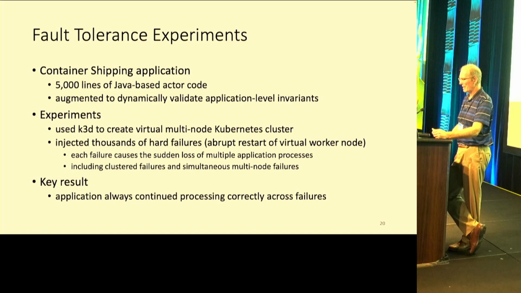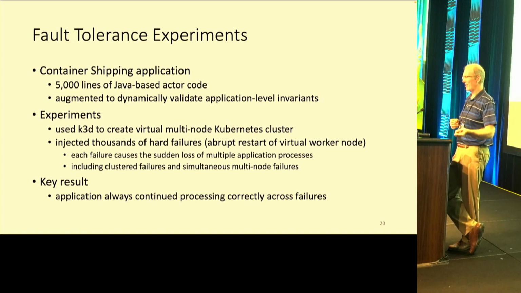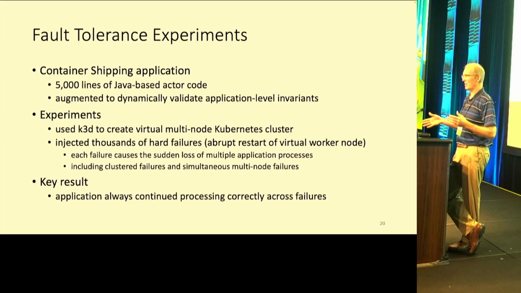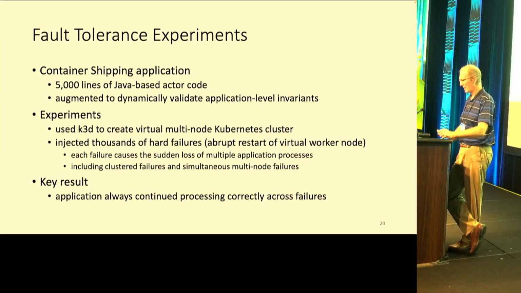We used K3D to create a virtual multi-node Kubernetes cluster. And then since we have this virtual cluster, we can then externally, in a controlled fashion, inject faults into it. So these faults show up as sudden restarts of one of the virtual worker nodes. These restarts take out multiple application processes without any warning. And we also looked at cases of clustered failure. So when a failure happens while we're still doing failure recovery, does the system still work? What if multiple failures happen at the same time, and so on? And the key result from this is we did thousands and thousands of these failures, and the application always continued running correctly across all of these failures, kept on computing the results.